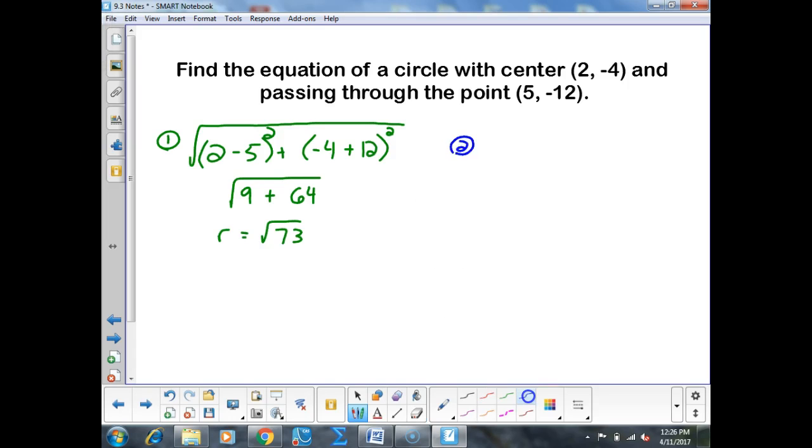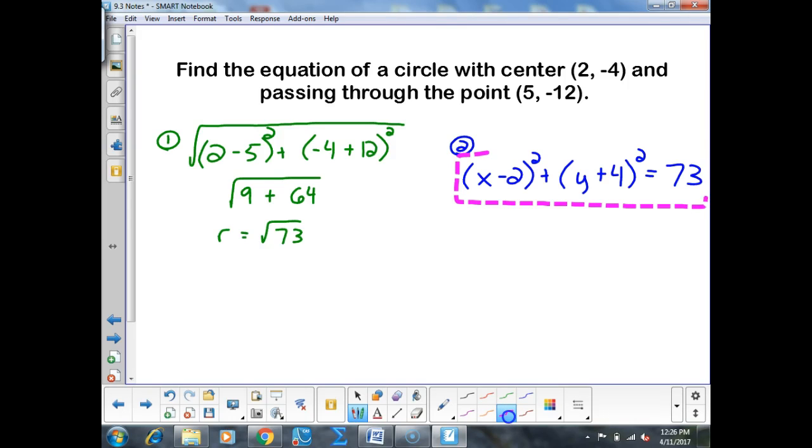So then my equation is going to be x minus 2 quantity squared plus y plus 4 quantity squared equals 73. That's what your answer should be. Good. That's what I got. Awesome.